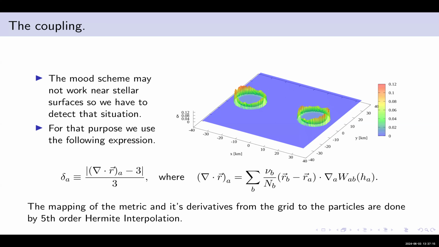The mapping of the metric and its derivatives from the grid to the particles is simply done by fifth order Hermite interpolation. So standard, not quite standard, but almost standard polynomial interpolation.